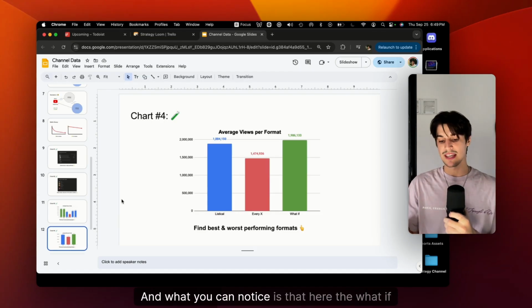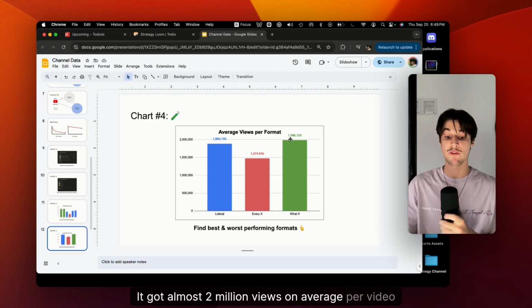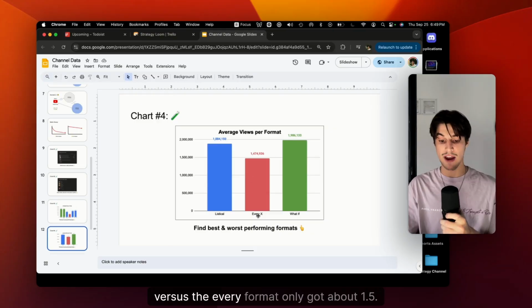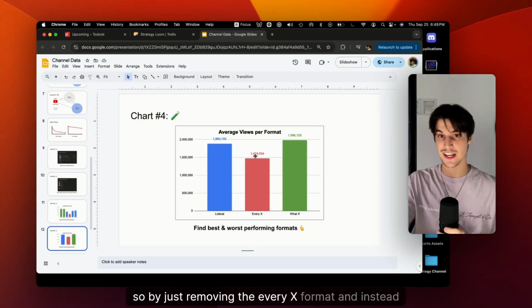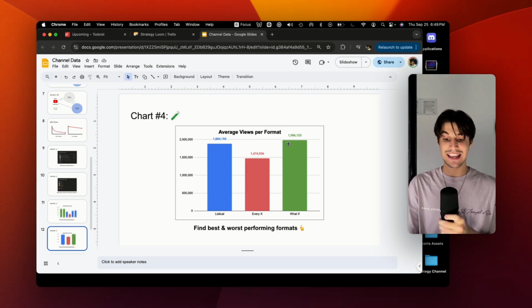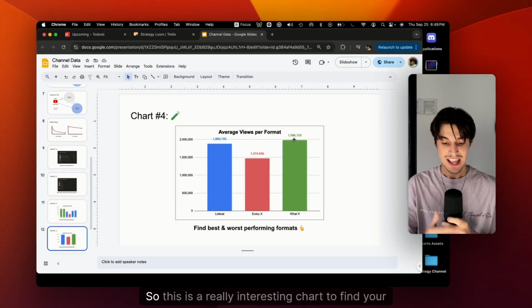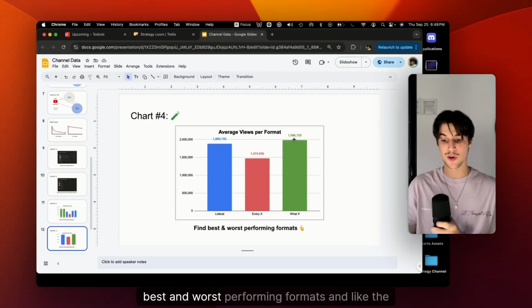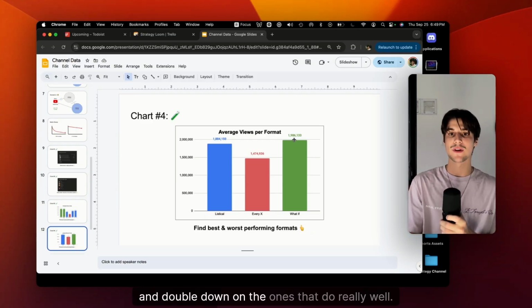And what you can notice is that here, the what if bucket did the best. It got almost 2 million views on average per video versus the every format only got about 1.5. So by just removing the every X format and instead doing more videos on a what if format, you can average 500,000 more views on those videos than if you did the every X. So this is a really interesting chart to find your best and worst performing formats. And like the topics one, kind of remove the ones that don't do as well and double down on the ones that do really well.